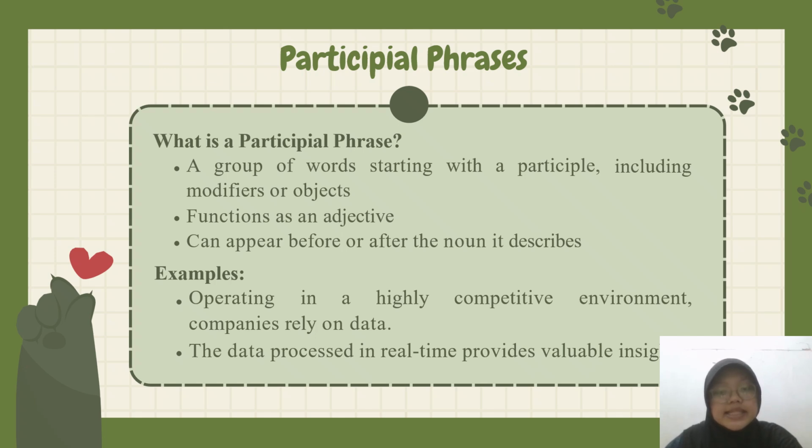Next, the data processed in real time provides valuable insight. The phrase "processed in real time" starts with the past participle "processed." This phrase describes the data. What kind of data? The data that is processed in real time. It's crucial to remember that a participle phrase always explains a noun or pronoun in the main sentence. If it doesn't, it could be a dangling participle, and that's a grammatical error.